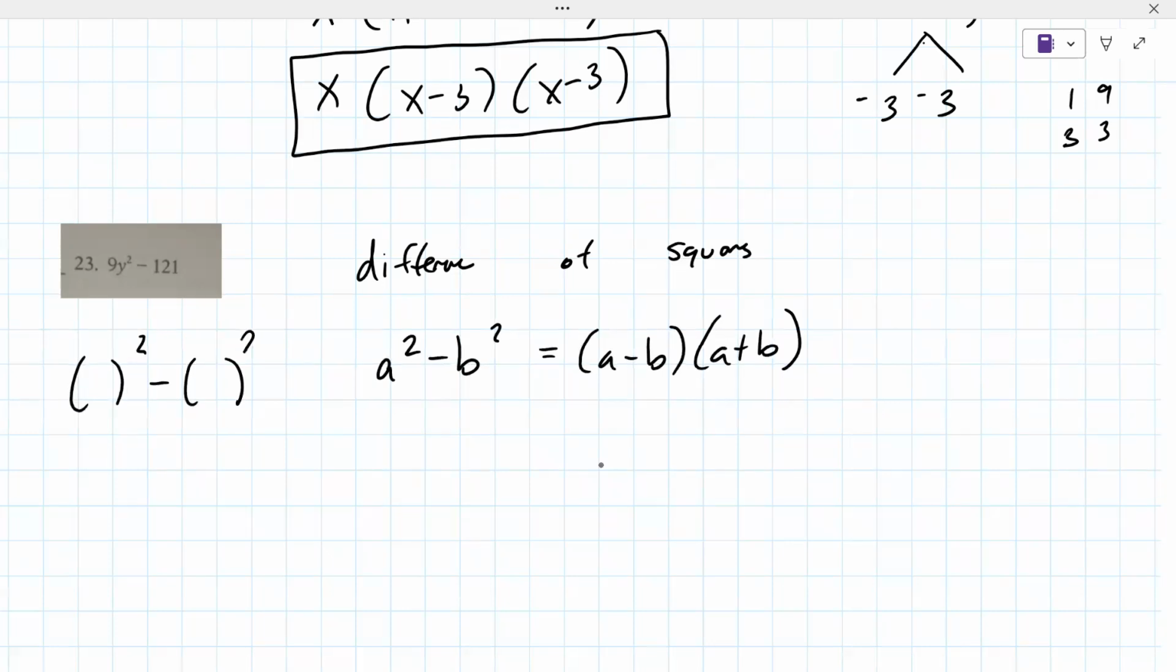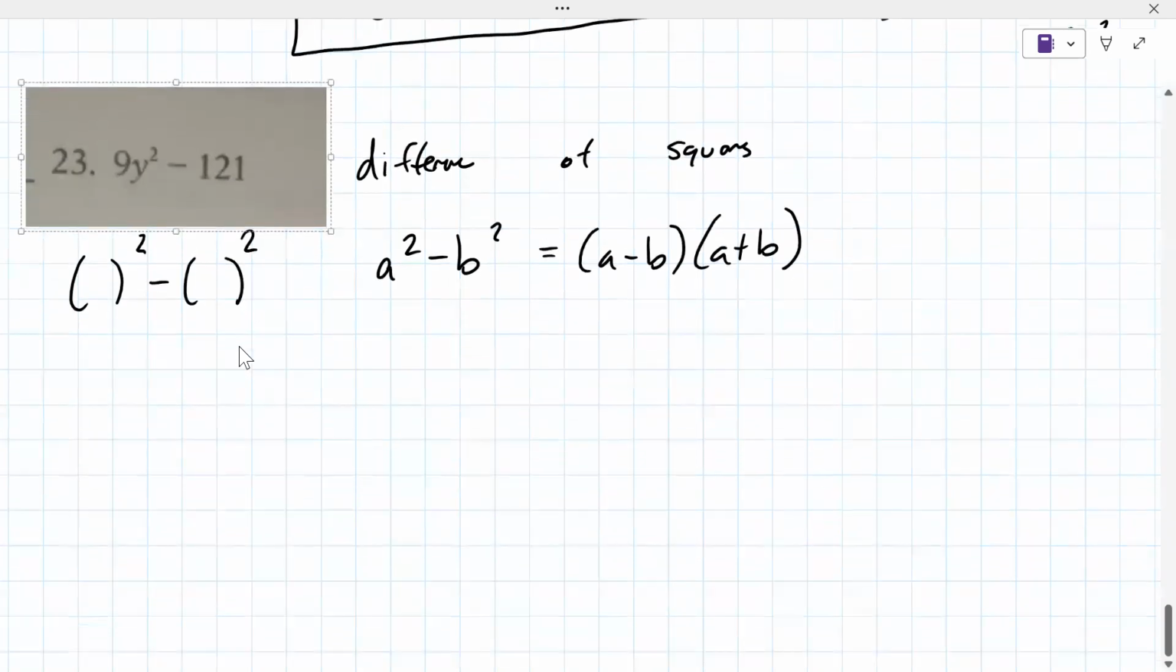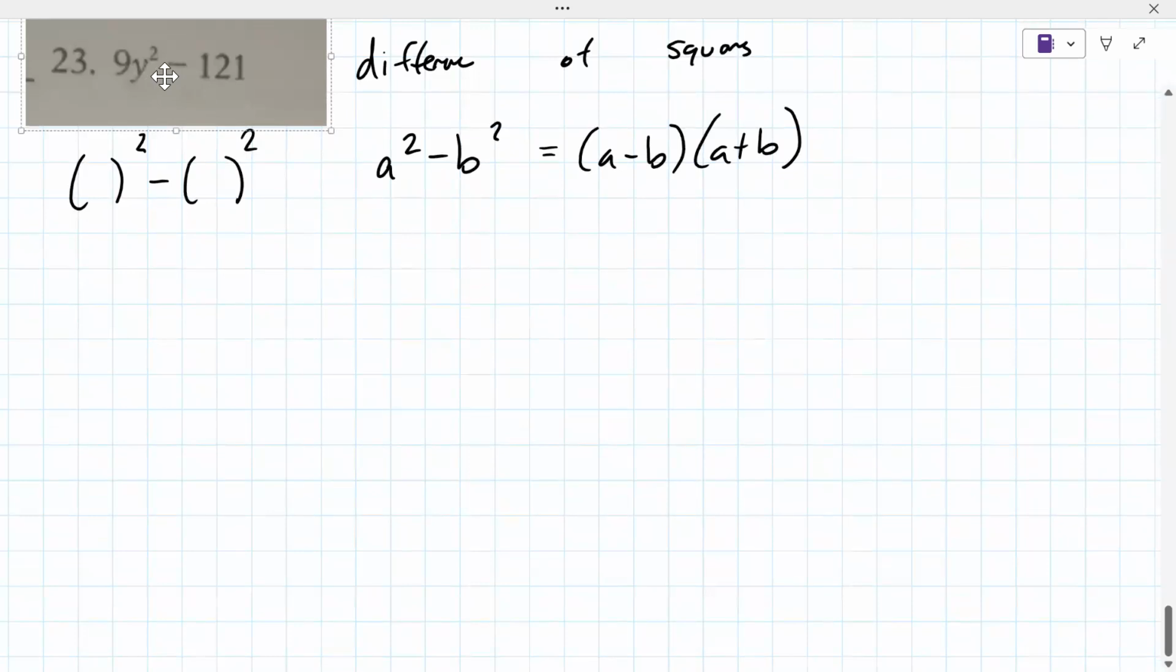So something squared minus something squared. So what squared gets you back to 9y squared? What do you square to get to 9? What do you multiply by itself to get to 9? 3 and 3. So 3y, and then what do you square to get to 121? I believe 11. Okay, so your a is 3y and your b is 11.